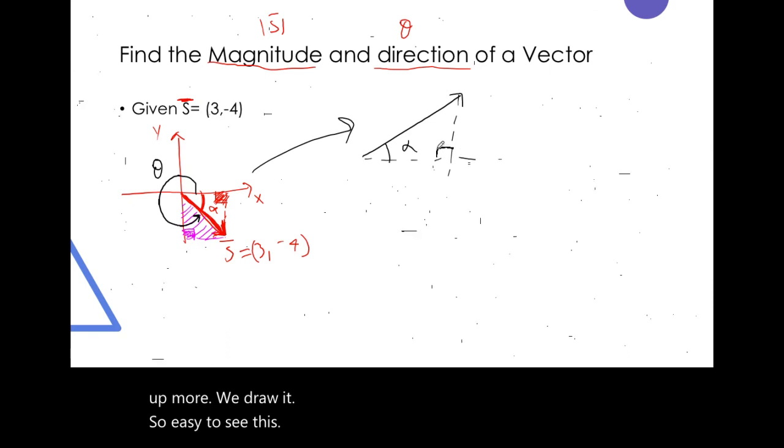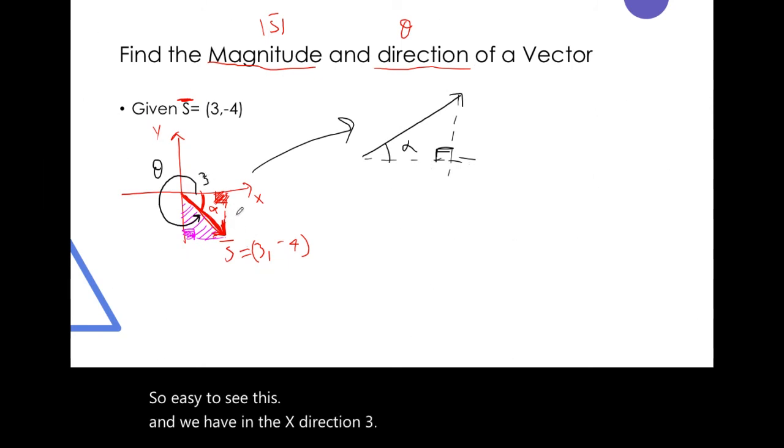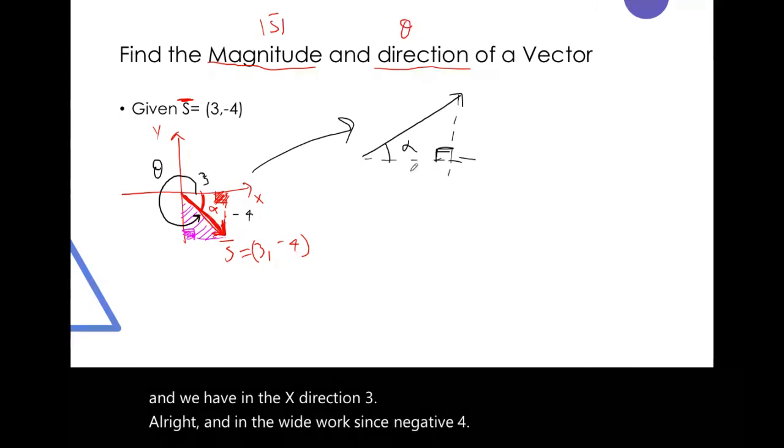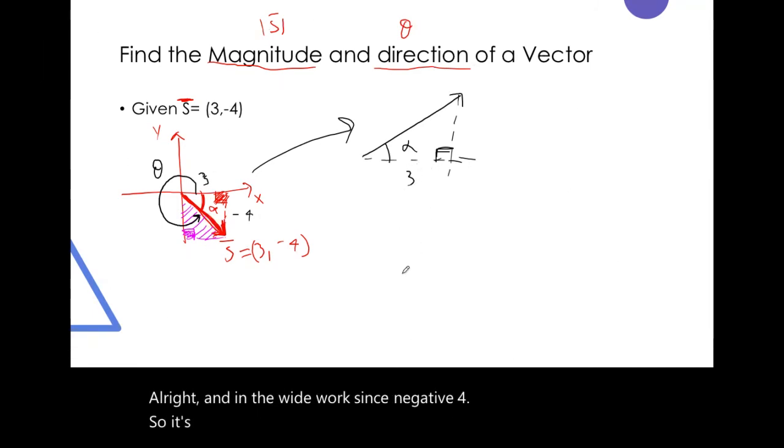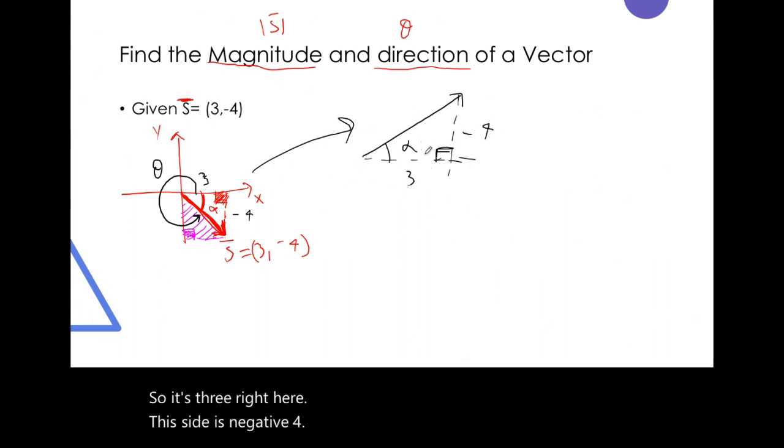That's alpha. And we have in the x direction 3, and in the y direction it's -4. So it's 3 right here. This side is -4.